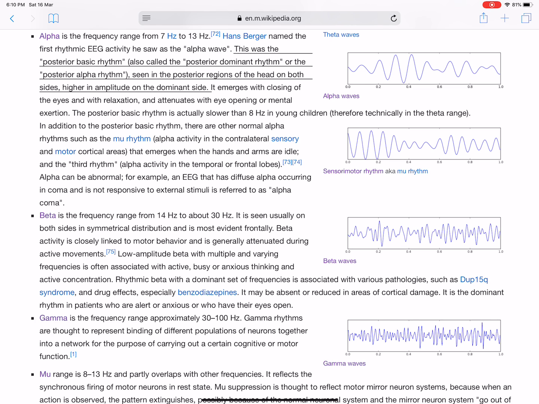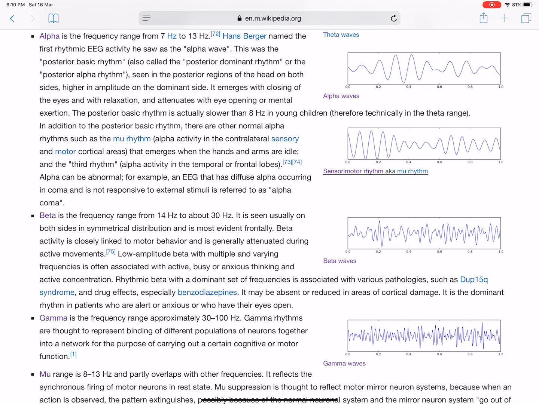It emerges with closing of the eyes and with relaxation, and attenuates with eye opening or mental exertion. The posterior basic rhythm is actually slower than hertz in young children, therefore technically in the theta range. Sensorimotor rhythm, aka mu rhythm.